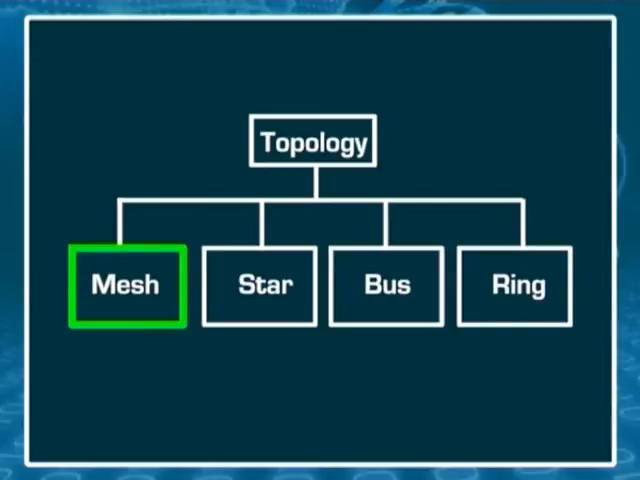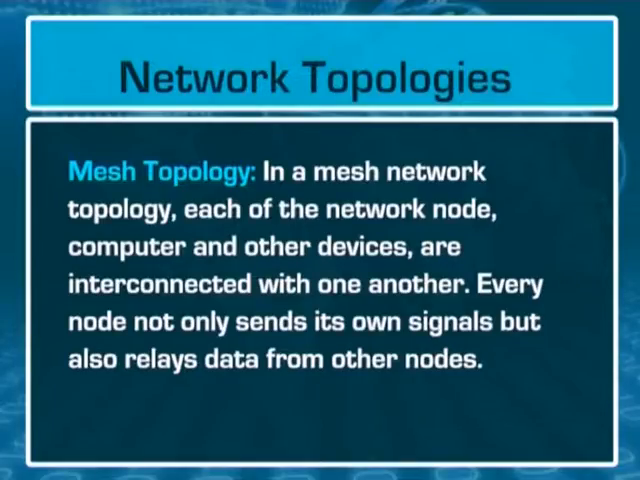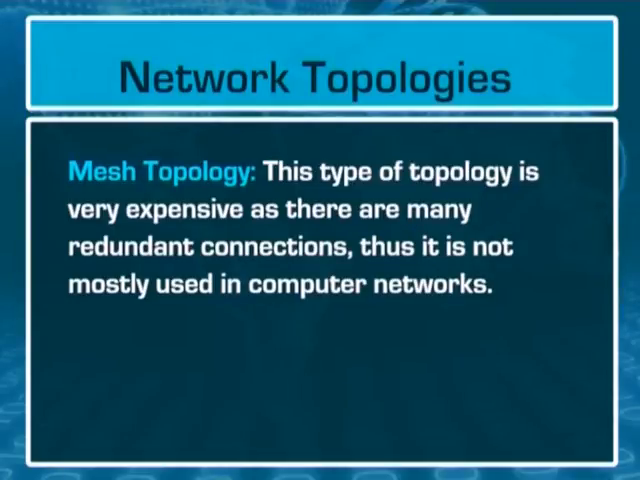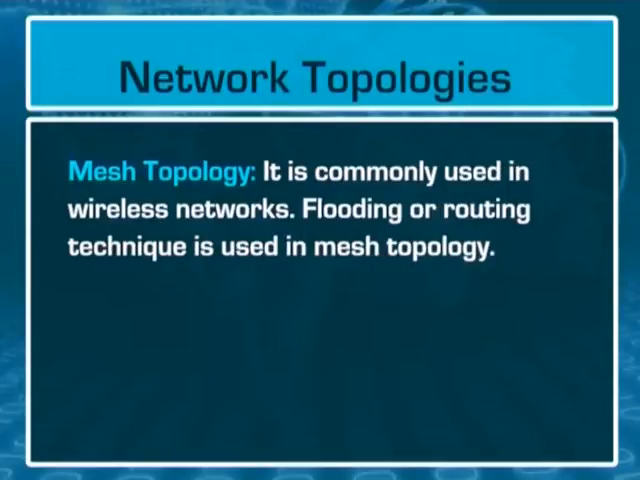Number 1, mesh topology. In a mesh network topology, each of the network nodes, computers and other devices are interconnected with one another. Every node not only sends its own signals but also relays data from other nodes. In fact, a true mesh topology is the one where every node is connected to every other node in the network. This type of topology is very expensive as there are many redundant connections. Thus, it is not mostly used in computer networks. It is commonly used in wireless networks. Flooding or routing technique is used in mesh topology.